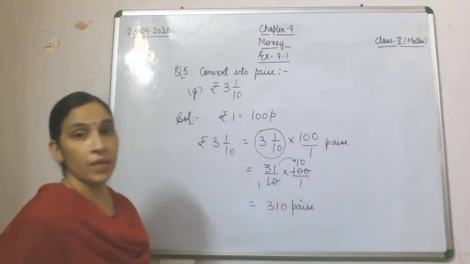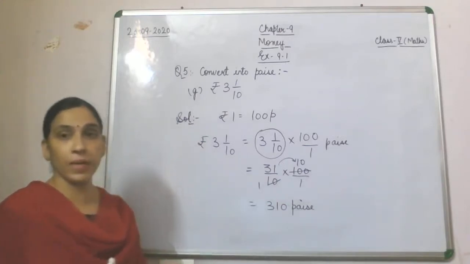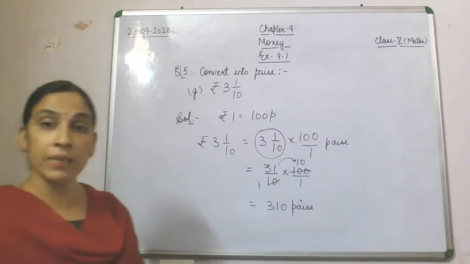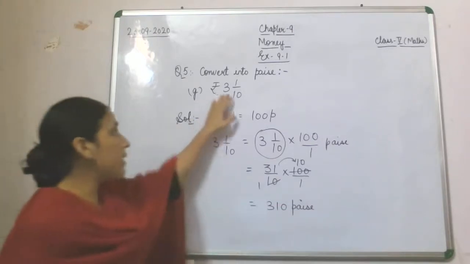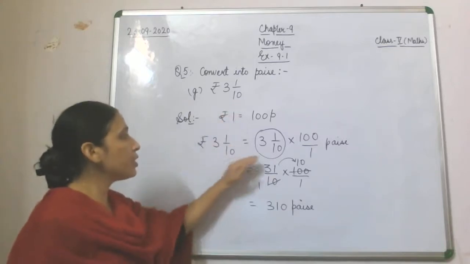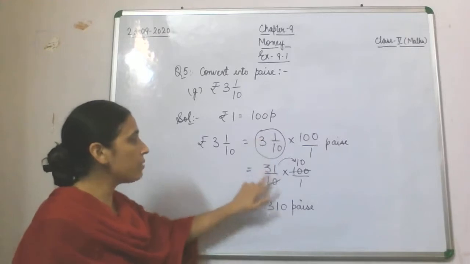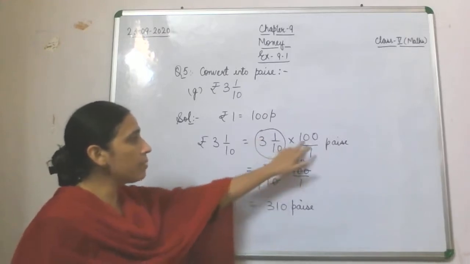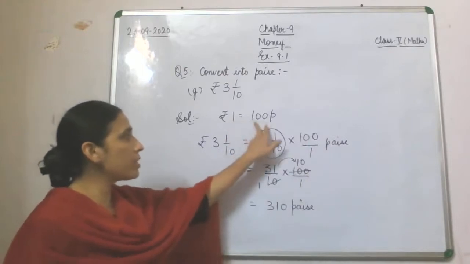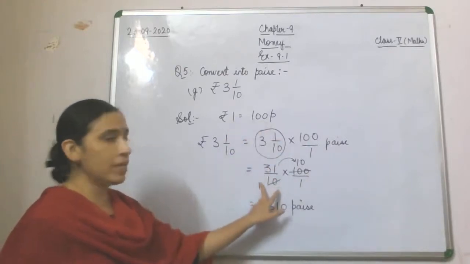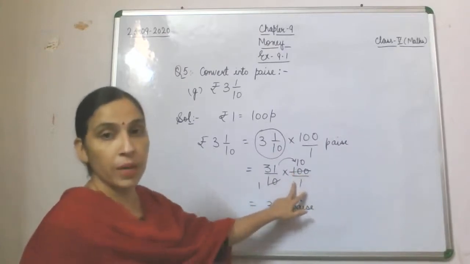See how we have done. You have been given a mixed fraction, that is 3 1 by 10, and that 3 1 by 10 will be changed into an improper fraction. 10 threes are 30 plus 1, 31 by 10. Then it will be multiplied by 100, because in 1 rupee we have 100 paisa. So in this 31 by 10 rupee, how many paisa are there? So that will be multiplied by 100.